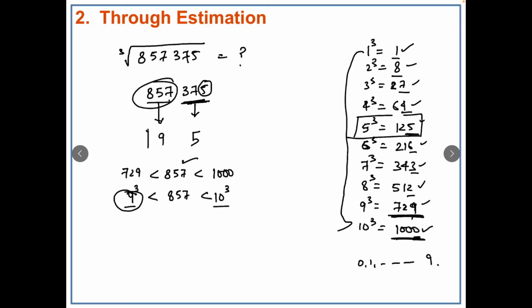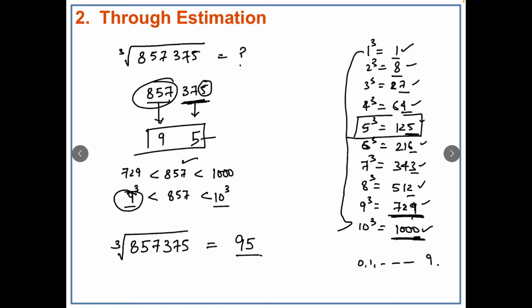Okay, so the number that we got here now is 95. That means the cube root of 857,375 is equal to this 95. That's how we find the cube root of any given number through estimation.